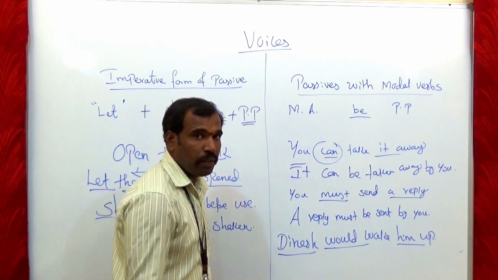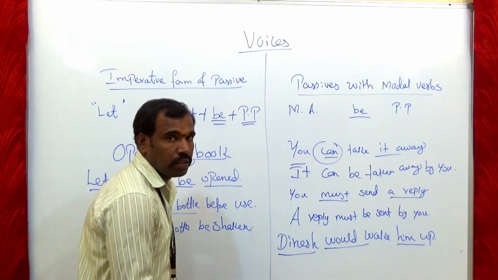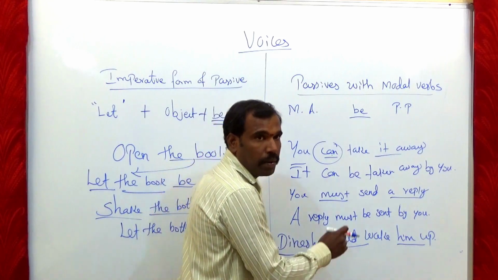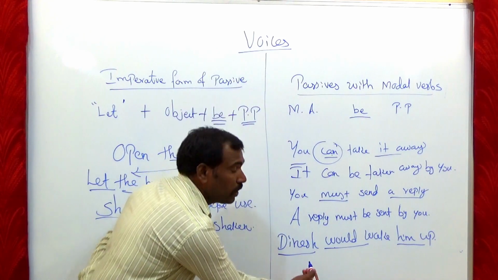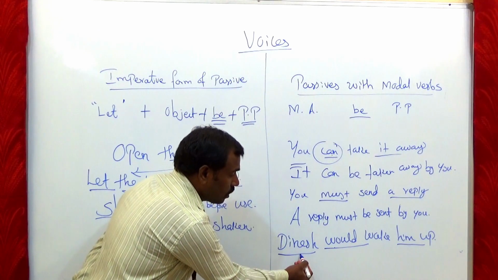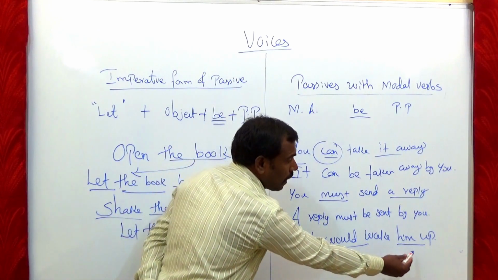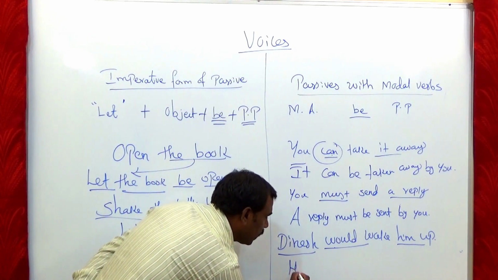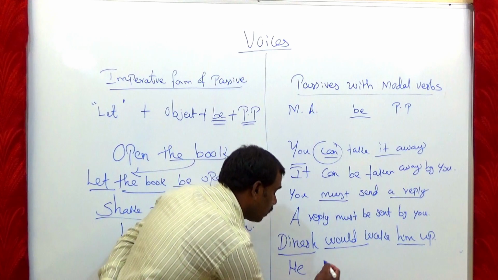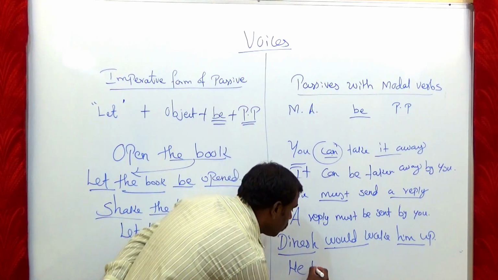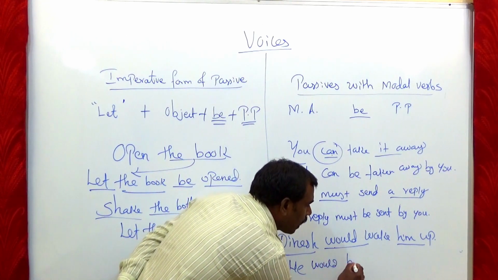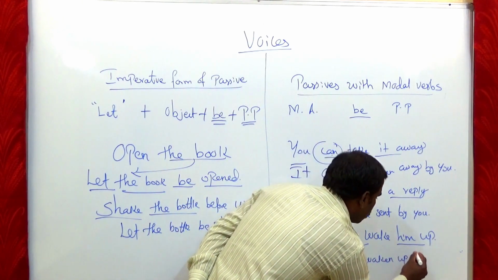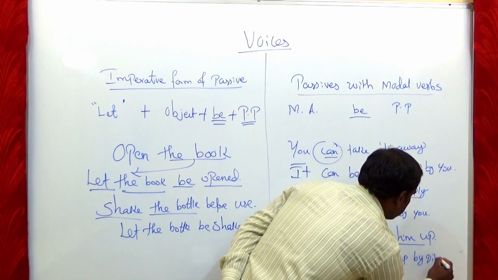Is it clear? So now, as we have already discussed, before answering passive forms, first find out what is the subject, verb, and then object. I have clearly mentioned here that Dinesh is the subject, would wake is the verb, and him is the object. And when it changes into passive form, him is changed into he, fine, and then it is followed by the modal verb would. He would be woken up by Dinesh.